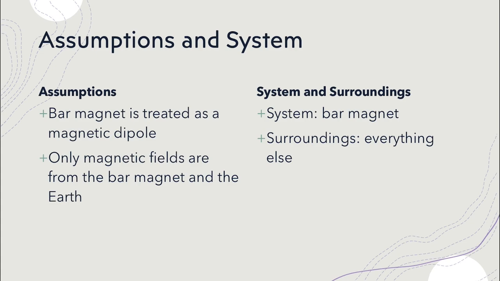As for the assumptions made in this lab, there were two primary assumptions. The first being that the bar magnet can be treated as a magnetic dipole, and the second was that the only magnetic fields are from the Earth and the bar magnet itself. The system and the surroundings could also be identified in this lab. The system can be identified as the bar magnet, and the surroundings can be literally everything else.